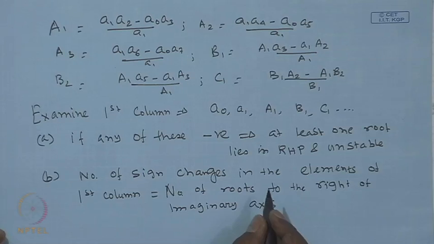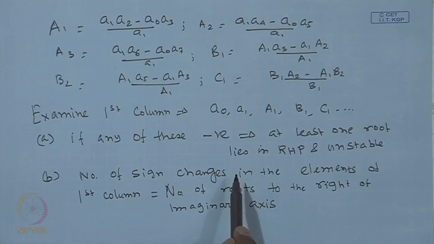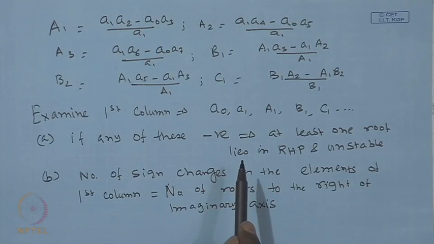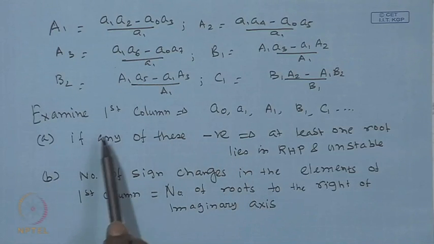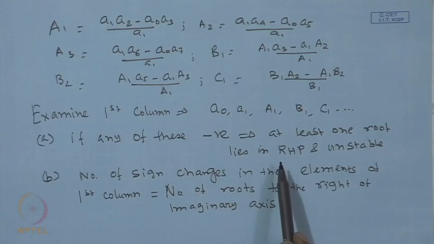So, the condition is that all the elements of the first column of the Routh array should be positive for having a stable condition, as well as all the coefficients in the characteristic equation have to be positive. If we look into the first column, if any one of these is negative, then at least one root lies in the right half plane and the system becomes unstable, and the number of sign changes in the elements of the first column is equal to the number of roots in the right half plane, to the right of the imaginary axis. This completes the theorem of stability for an n-dimensional system.